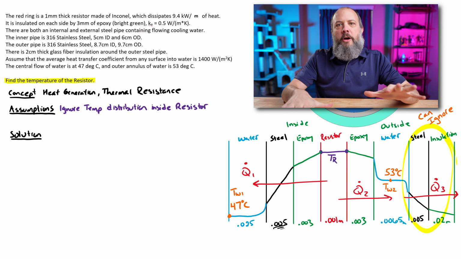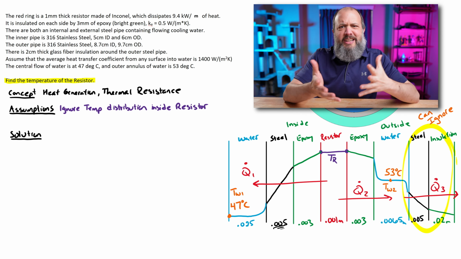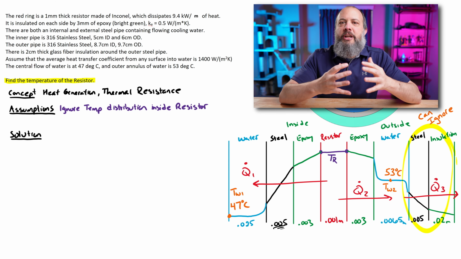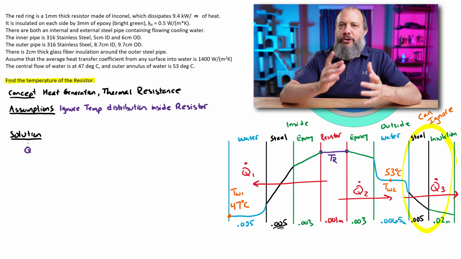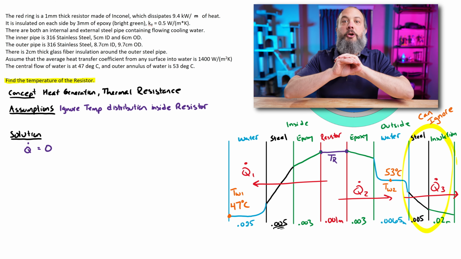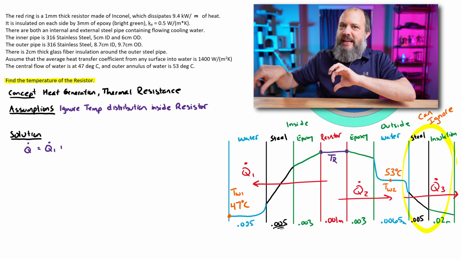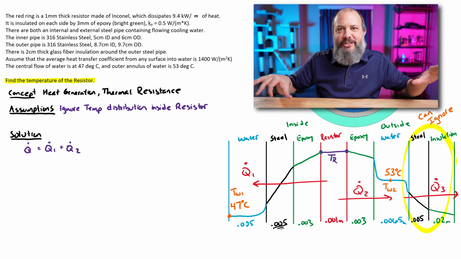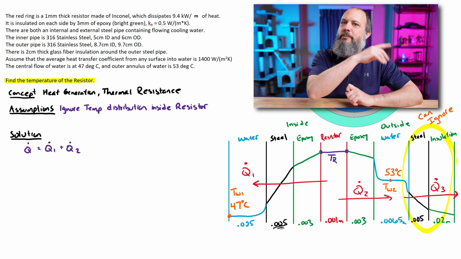So I'm starting off my solution just with essentially a conservation of energy. Q dot, the total heat generated, is equal to Q dot 1 plus Q dot 2. All the heat generated by the resistor has to go somewhere. Some of it goes inside, some of it goes outside, but however much is generated, it goes in one of those two directions. So Q dot equals Q dot 1 plus Q dot 2.